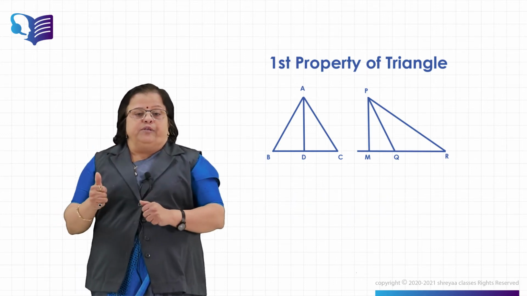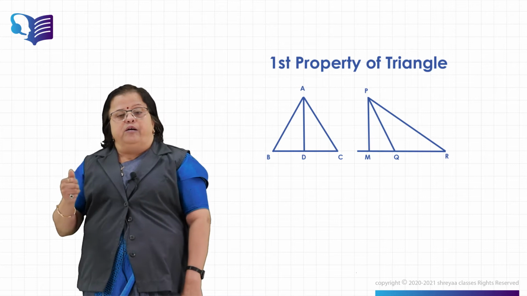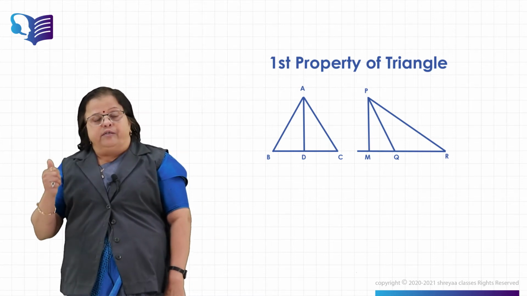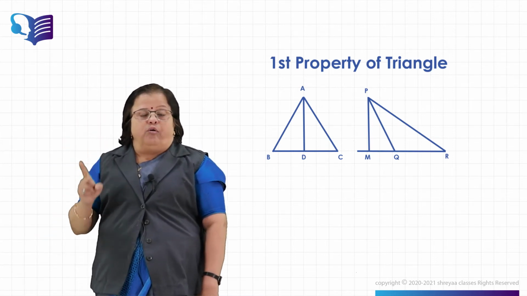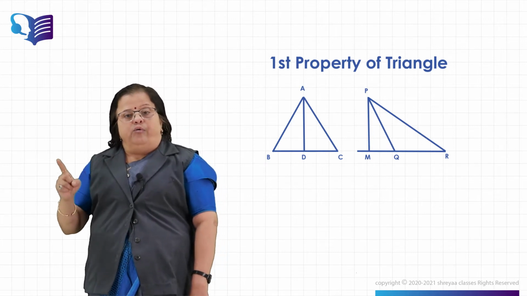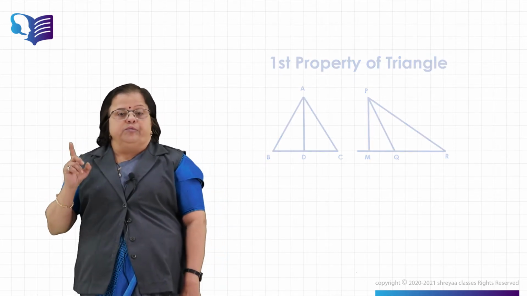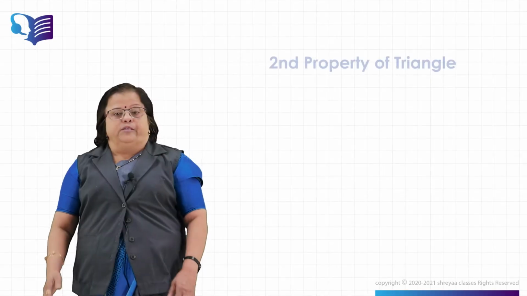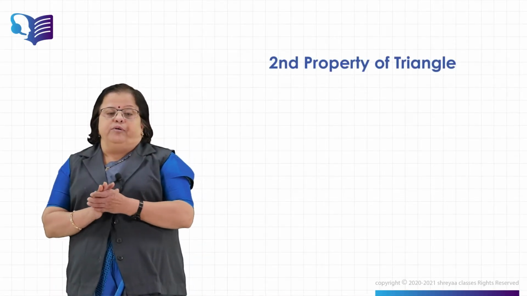So, what is the first property? The ratio of the areas of two triangles is equal to the ratio of the product of their base into height. Understood the property? So, let us see the second property.